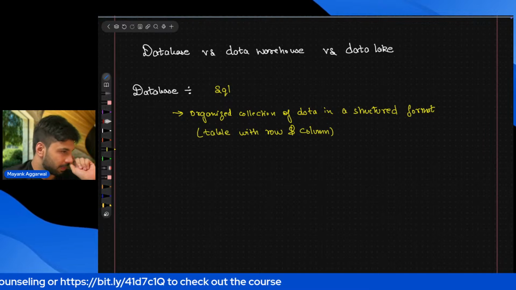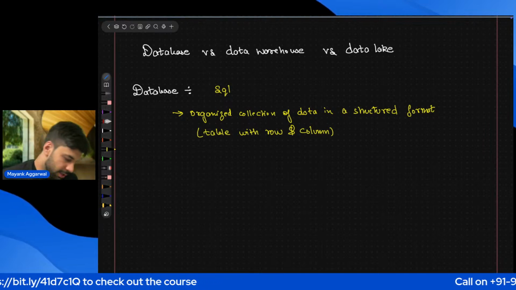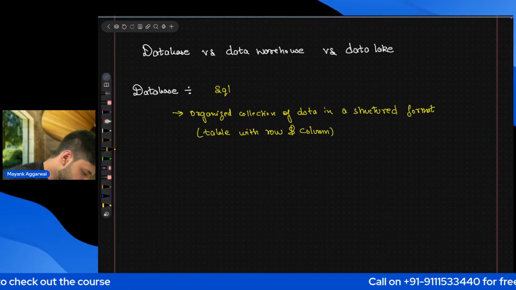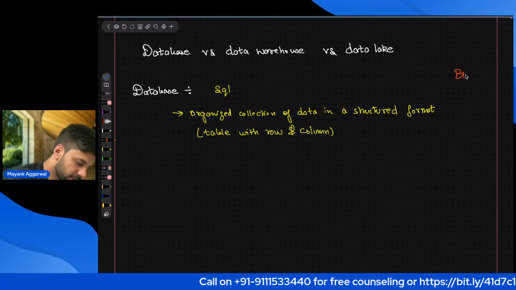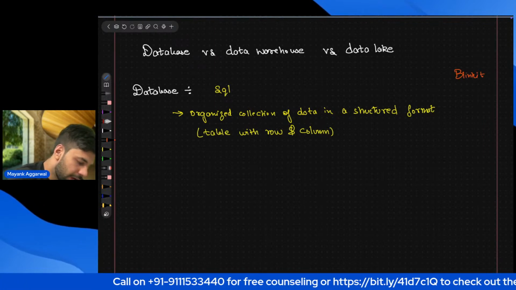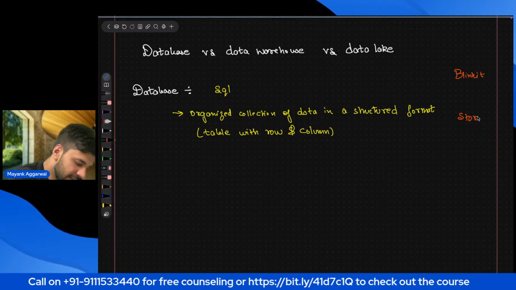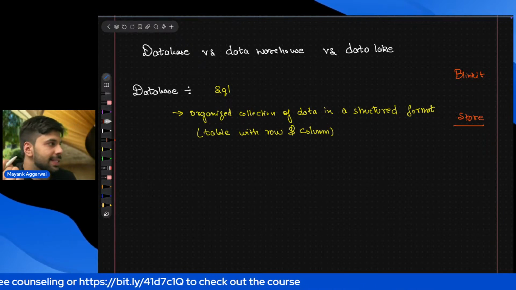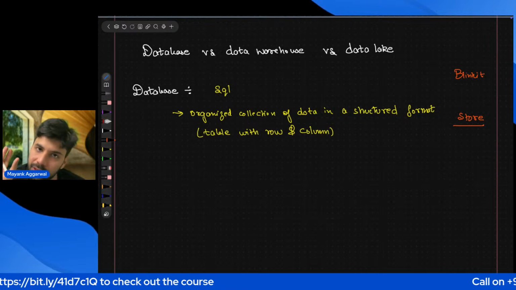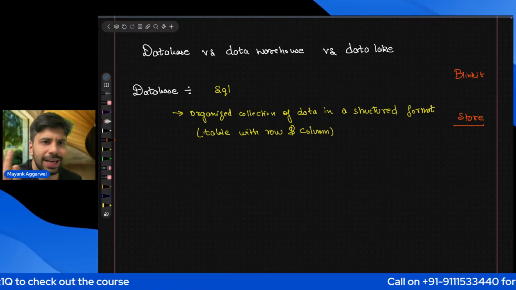Okay, so let's take an example this time of a company. Let's say we have Blinkit, and now let's say a single Blinkit store. Let's say it is storing each and everything, so it can even maintain a diary as well.